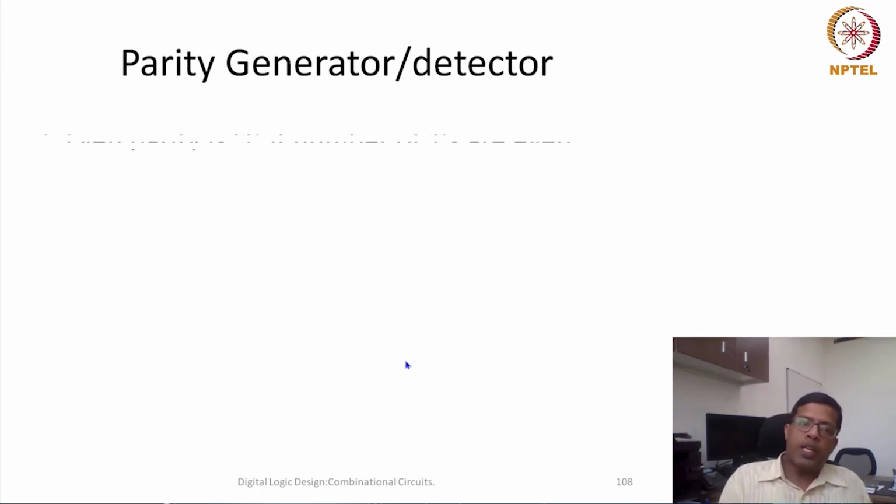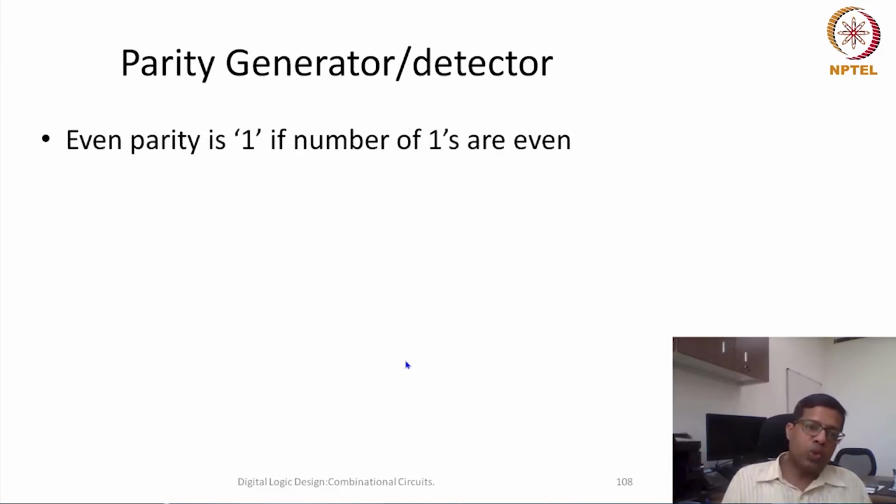So there are two kinds of parities. One is called even parity, another is odd parity. Even parity is 1 if the number of ones is even, and odd parity is 1 if the number of ones is actually odd.